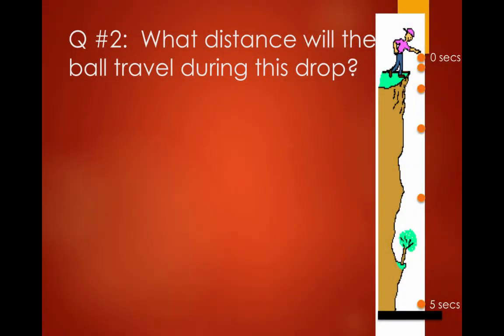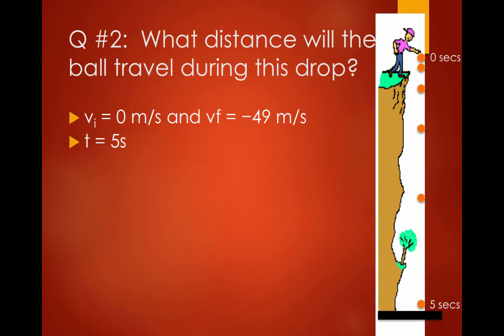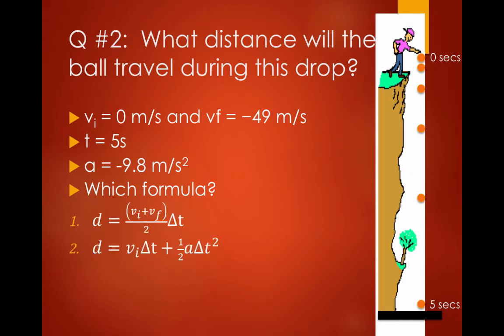Question number 2. What distance will the ball fall during this drop of 5 seconds? Well, we know the initial velocity is 0 and the final velocity is negative 49. We also know that the time for the fall is 5 seconds and the acceleration due to gravity is negative 9.8 meters per second squared. Which kinematic equation should we use to solve this problem? 1, 2, 3, or 4? We have enough information to use any of the 4 equations, since we know VI, VF, T, and A.